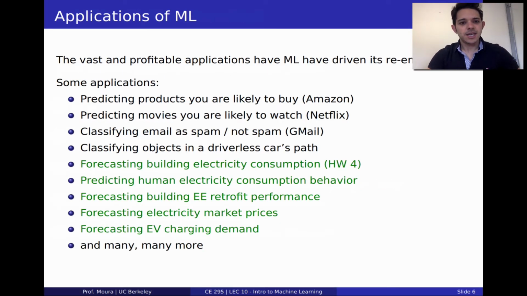All right, now a big reason that ML has reemerged in recent years is because of the vast and profitable applications in a variety of business use cases. So some applications that are not energy related, but you understand well, you may use these day to day, is, for example, predicting products you are likely to buy. So Amazon is famous for this. This is truly their secret sauce. You understand this well when you go to their homepage. Netflix has algorithms which predict the movies you are likely to watch based off what you have watched and the star ratings that you may have given them.